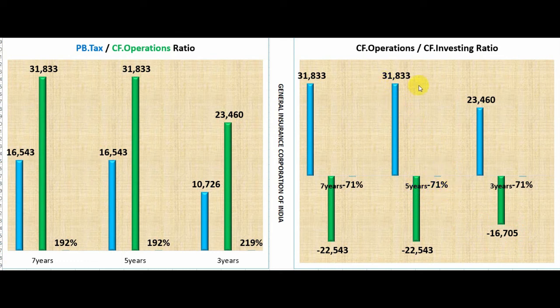So out of the 31,000 crores of cash earned in the last 5 years, 22,000 was invested in the investing activity. That is, mostly it should have been invested or gone into buying of bonds or some kind of investing activity. So that's 71% throughout, in the last 5 years as well as in the last 3 years.